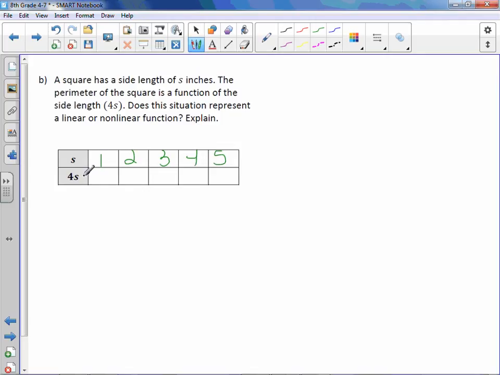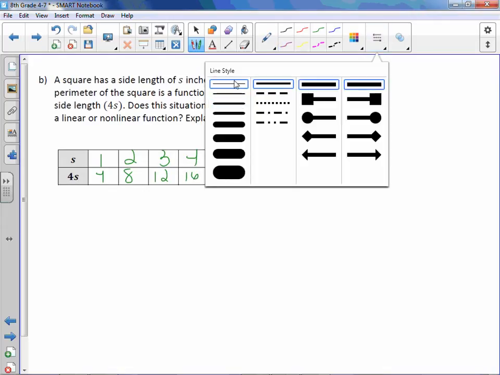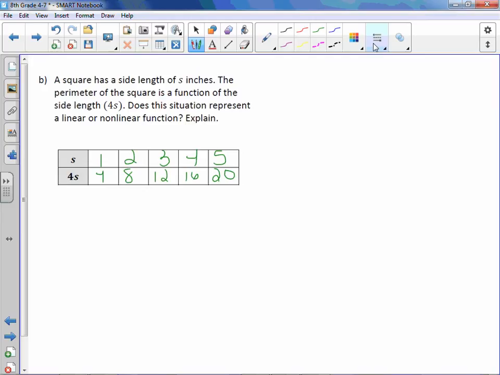So 4 times 1 is 4, 4 times 2 is 8, 4 times 3 is 12, 4 times 4 is 16, and 4 times 5 is 20. The change from 1 to 2 is plus 1, 2 to 3 plus 1, 3 to 4 plus 1, 4 to 5 plus 1.